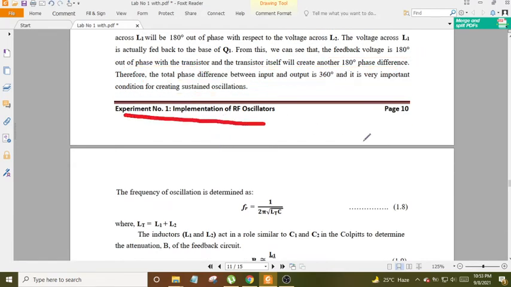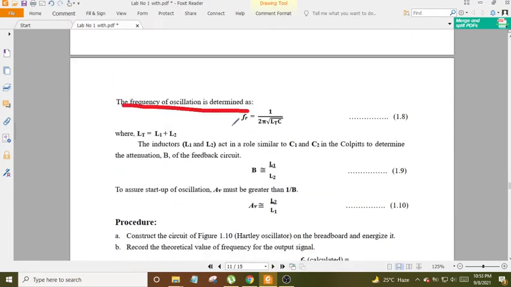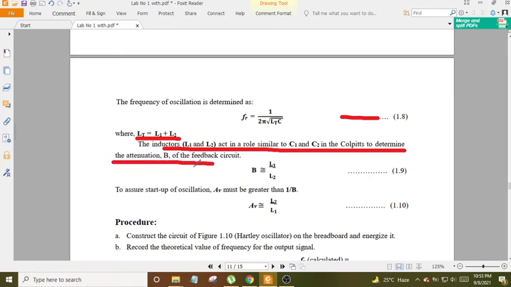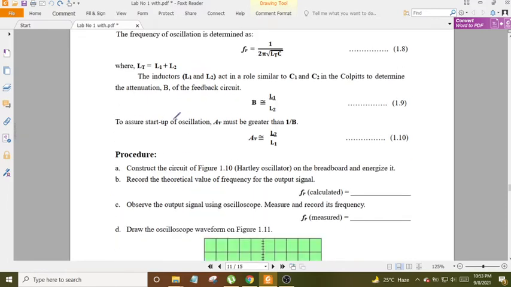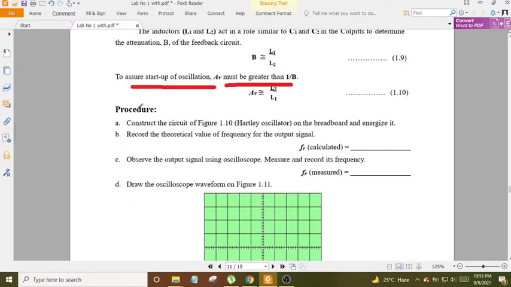Experiment No. 1. Implementation of RF oscillators. Page 10. The frequency of oscillation is determined as f_r equals 1 over 2π square root of L_T C (1.8), where L_T equals L1 plus L2. The inductors L1 and L2 act in a role similar to C1 and C2 in the Colpitts to determine the attenuation B of the feedback circuit. (1.9) B equals L1 over L2. To assure startup of oscillation, A_v B must be greater than 1, so A_v is greater than L2 over L1 (1.10).